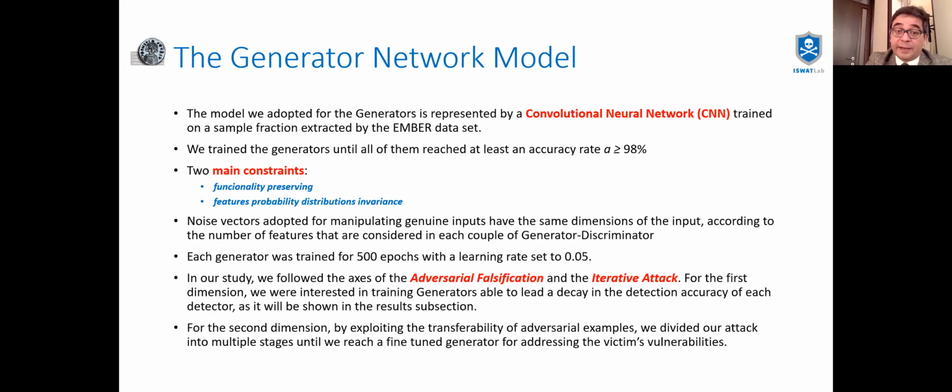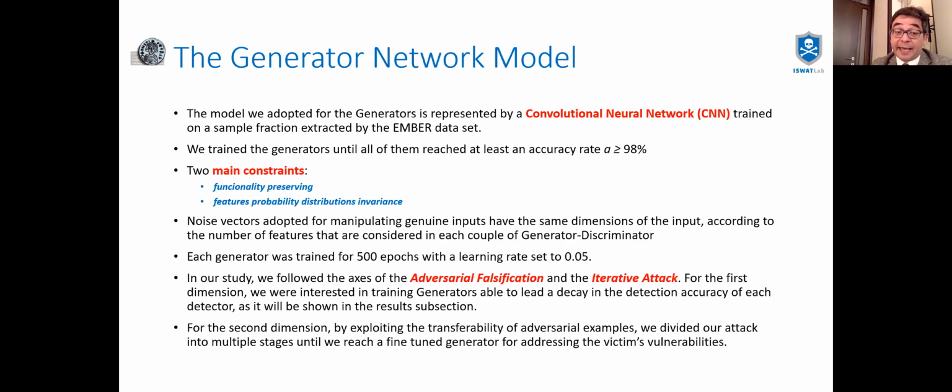We have to preserve the functionality of the malware, and we have to preserve the feature probability distribution invariance. Noise vectors adopted for manipulating genuine inputs have the same dimensions of the input, according to the number of features that are considered in each couple of generator and discriminator. Each generator was trained for 500 epochs with a learning rate set to 0.05.